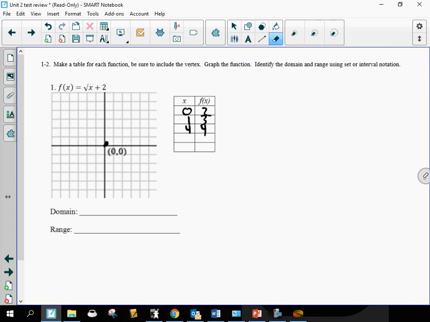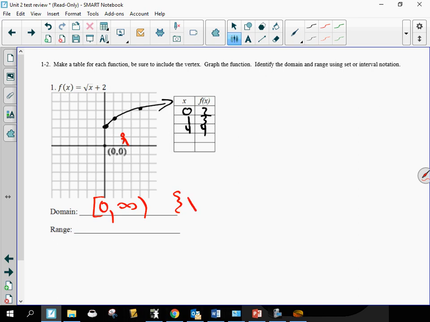Those are all the ones I need. Let me plot the points correctly. And what we will see is a square root function like that. For the domain, remember our Peter Parker, he can only walk underneath the function. So he starts at 0, but 0 is included, and he walks to infinity.